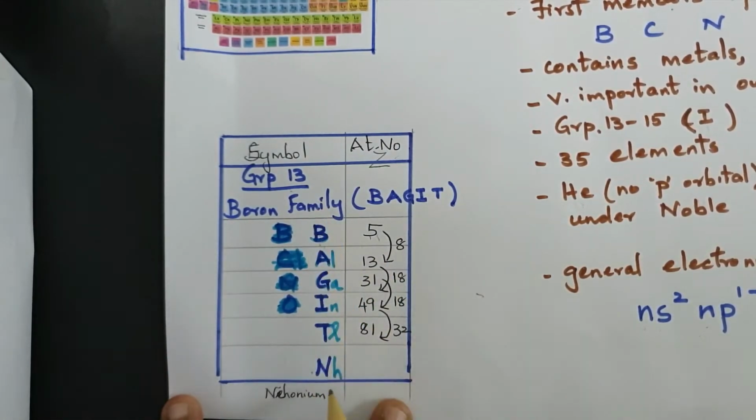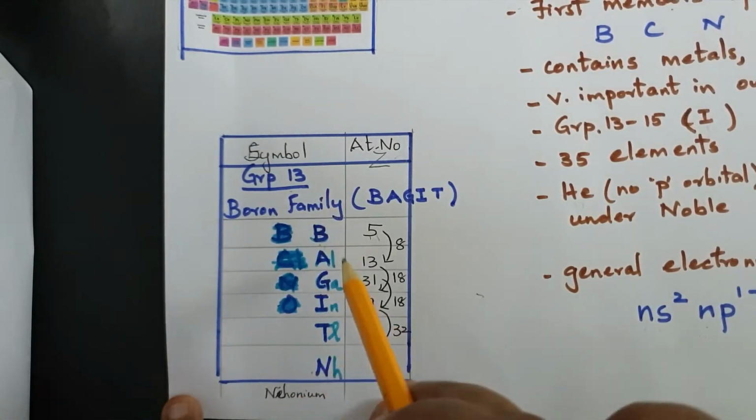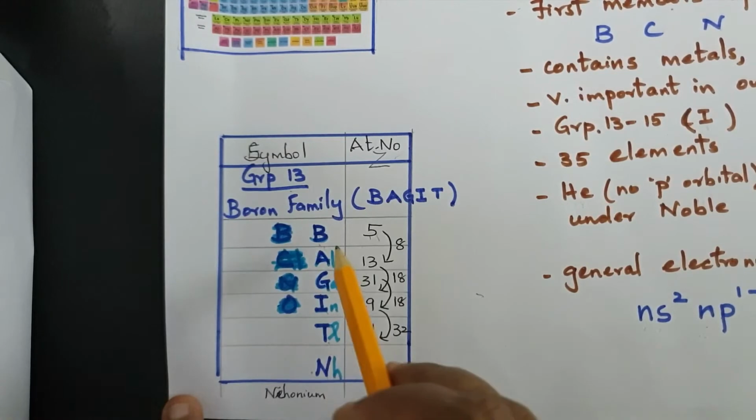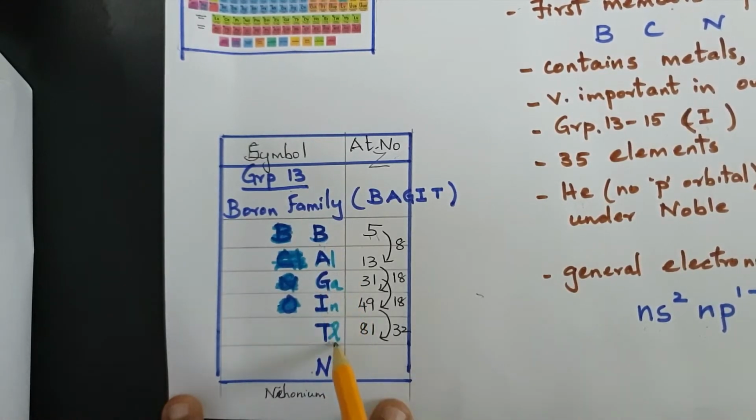Now you know how to remember the elements present in the 13th group. BAGIT, bag it. So boron, aluminum, gallium, indium, thallium. The first atomic number we all know is 5. Now you add 8 to it, you get the second element's atomic number. Aluminum's atomic number is 13. 5 plus 8 will be 13.